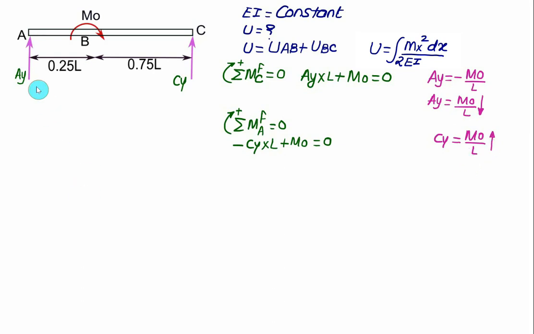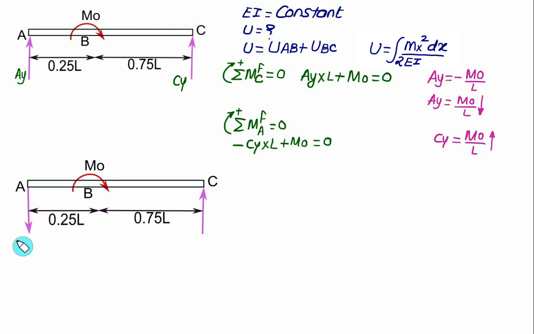So you have to correct this figure here, and then you have to take the sections between A and B and between B and C. So this time we have Ay equal to M0 divided by L, acting downward. And at C we have M0 divided by L acting upward. So we'll use this figure, and now we can calculate the strain energy for AB and then for BC.